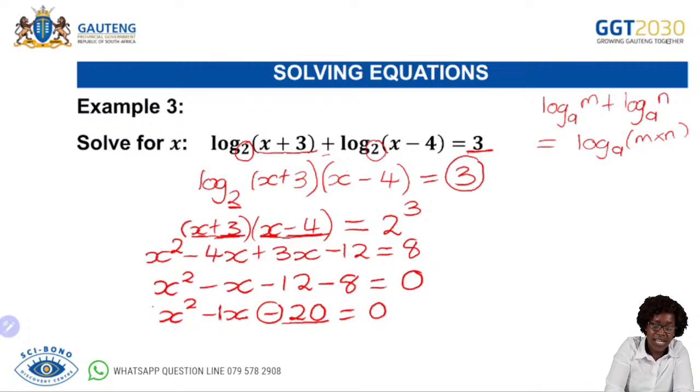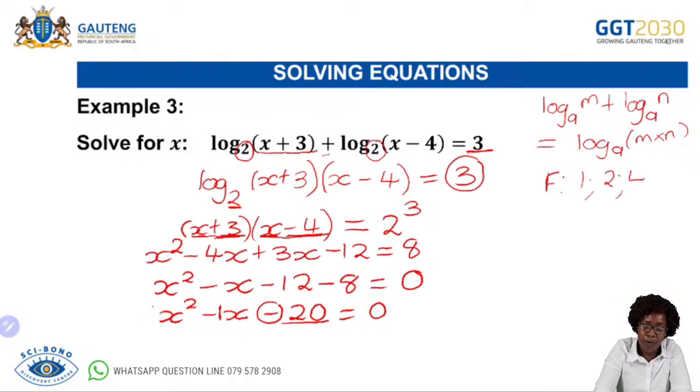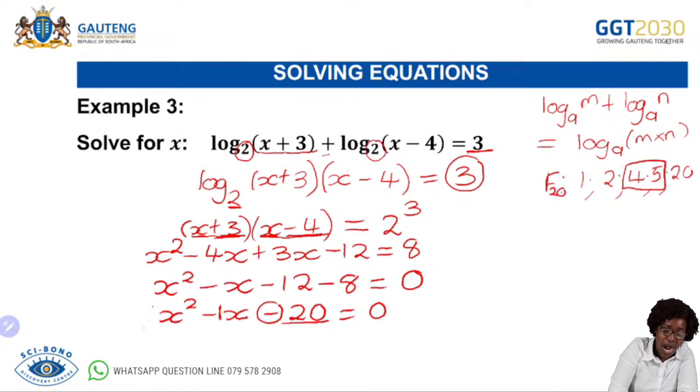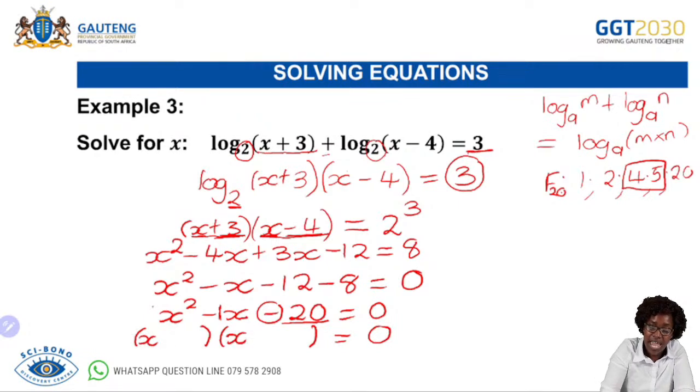So the factors of 20, as we all know, are various. We have 1, we have 2, we have 4, we have 5, and lastly 20. Now the pair from the factors of 20 that gives us 1 when we subtract is obviously 4 and 5. So I am going to now write my expression with brackets equal to 0. The first term there will be an x. The second term will be an x. And then I write my factors 4 and 5.